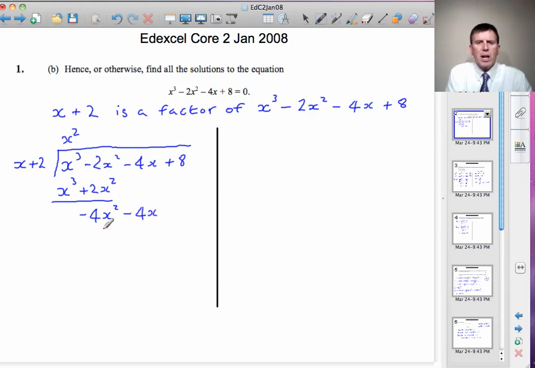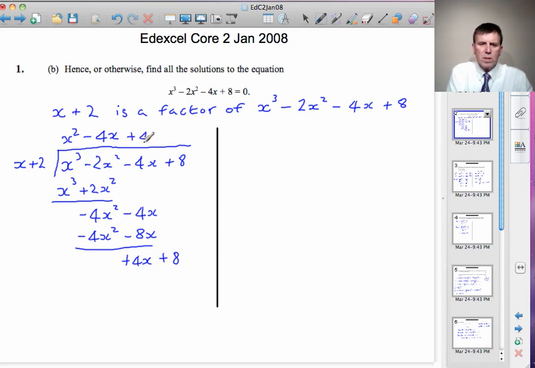Now what do I multiply x by to get minus 4x squared? Answer, minus 4x. Minus 4x times x is minus 4x squared, and minus 4x times plus 2 is minus 8x. Subtract and the x squareds disappear. Minus 4x minus minus 8x is minus 4x plus 8x, which is plus 4x. Bring down the next term. What do I multiply x by to get plus 4x? Answer, plus 4. Plus 4 times x is plus 4x, and plus 4 times plus 2 is plus 8. And we see there's no remainder, and of course we weren't expecting a remainder because we'd already shown that x plus 2 was a factor of this expression here.